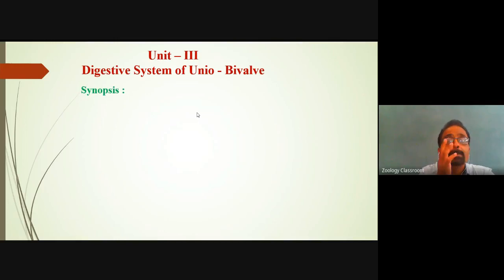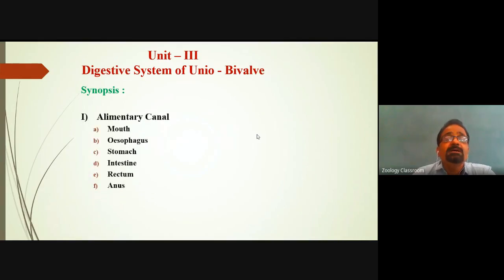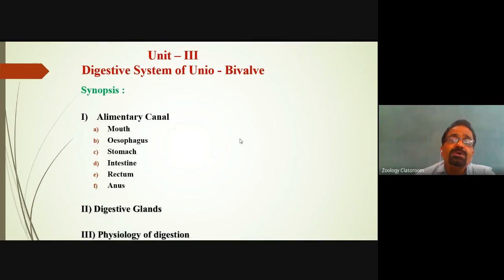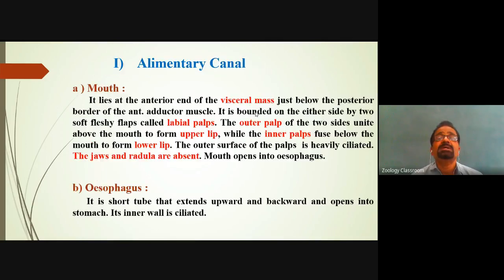So in this topic, we are going to study the following points. These are the alimentary canal, which consists of mouth, esophagus, stomach, intestine, rectum, and anus. The second point that we are going to study is the digestive glands. And the third major point that we are going to study is the physiology of digestion. So these are the different points which we are going to cover in today's lecture. So let's begin with the first, the alimentary canal.